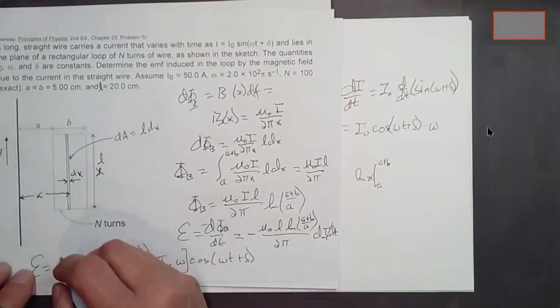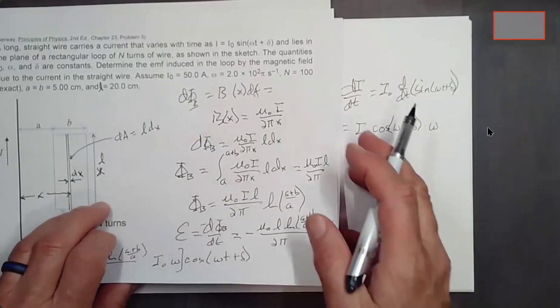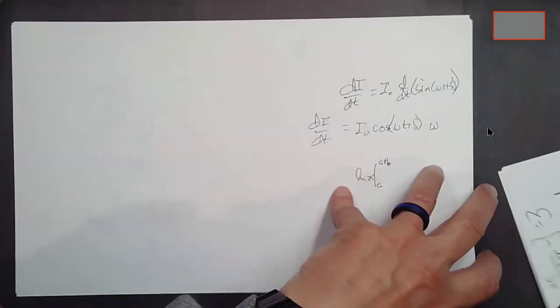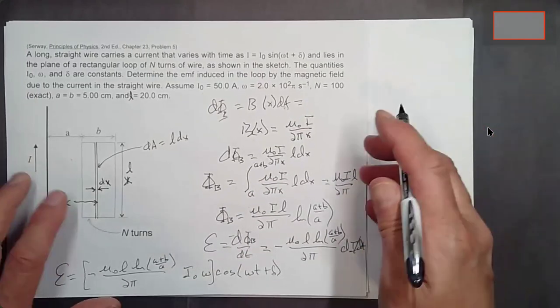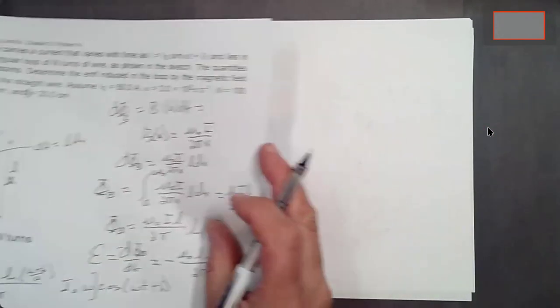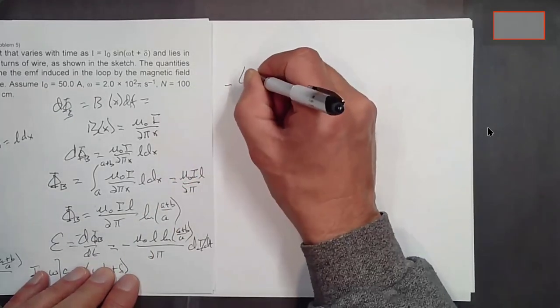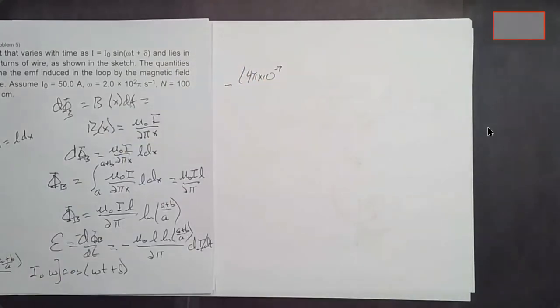We can at least evaluate all of this stuff. We don't know a particular time, but this will all multiply out to give us a constant, which had better be in amperes. So I'm going to flip this one around and do it over on the right side of this. So let's evaluate this. Mu naught L natural log of a plus b over a. So mu naught is 4 pi times 10 to the minus 7th.